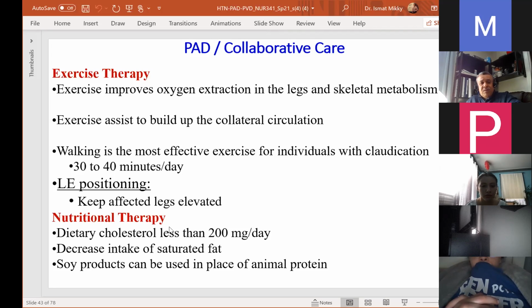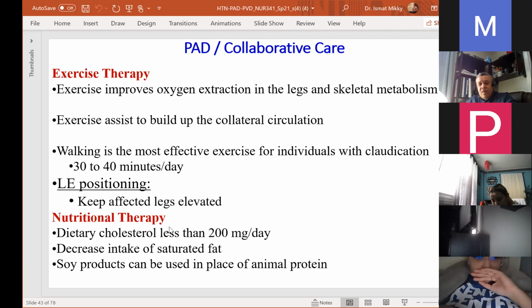The other component of the management would be nutritional therapy. We had mentioned that: focusing on a low cholesterol diet, decreased intake of saturated fat and soy products, and weight reduction to maintain the BMI at less than 25. We know that the goal for all people is 30, but less than 25 will be the best for patients with PAD.